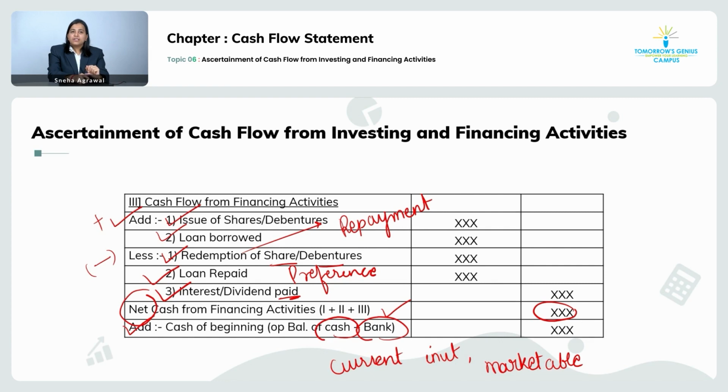Once you add that, you finally get the balance as cash at the closing. What is your cash and cash equivalent at the end of the financial year, and your cash flow statement gets tallied. If your cash flow statement is not getting tallied, it means there is some missing element, or you might have made some calculation mistake. In case of outflow and inflow it happens most of the time that we fail to take the outflow as negative. We end up adding things, so avoid that mistake specifically.